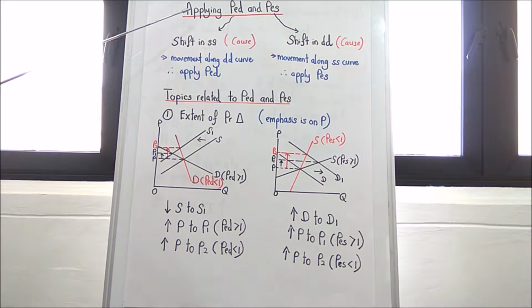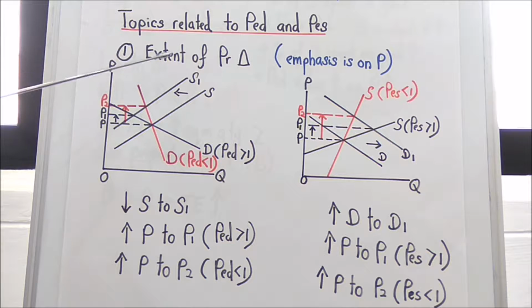We shall look at the various instances whereby we apply PED and PES. Whenever there's a shift in the supply curve, it causes a movement along the demand curve, and therefore we apply PED. And whenever there's a shift in the demand curve, it causes a movement along the supply curve, and therefore we apply PES. The PED and PES will affect the extent of price change.